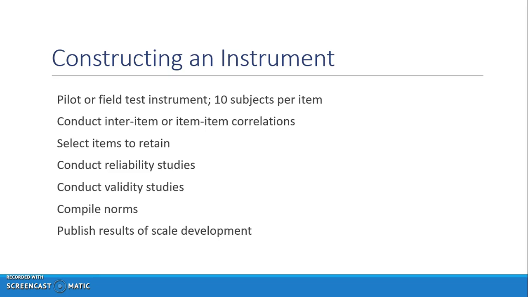and then conduct reliability studies that we'll talk about later, such as test-retest reliability, Cronbach's alpha, parallel forms reliability, and the like, inter-rater reliability too, and then validity studies. There's a whole host of them, from content validity through construct validity to predictive and concurrent validity to think about. Compile norms. Always know that you're going to be testing and retesting this instrument, and then get the paper published.